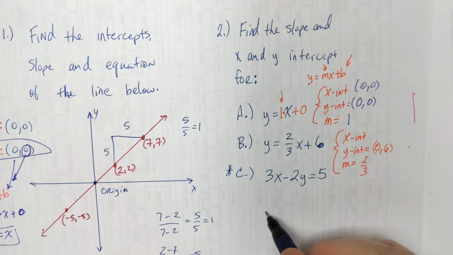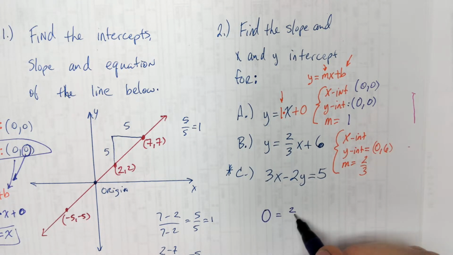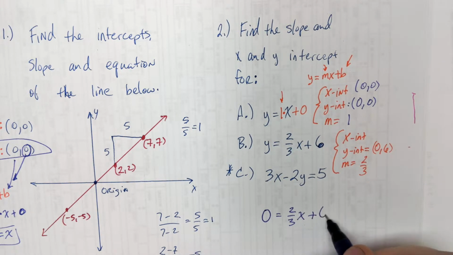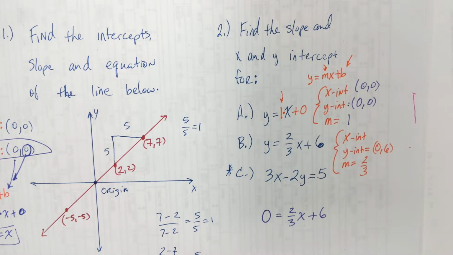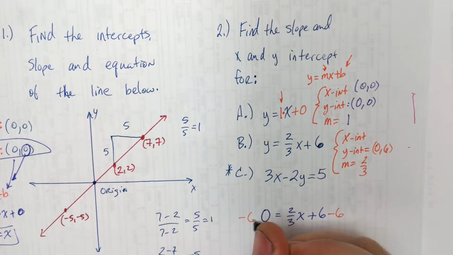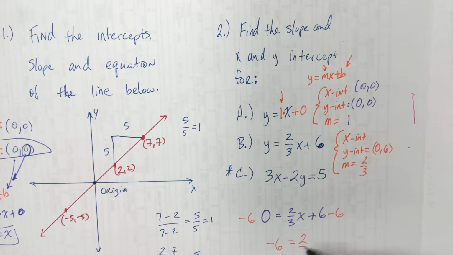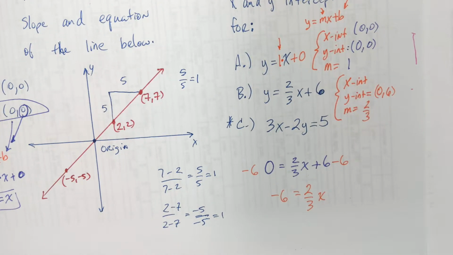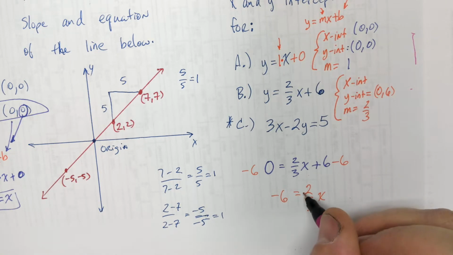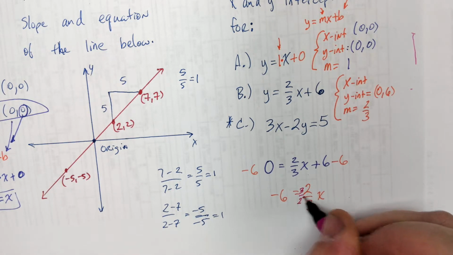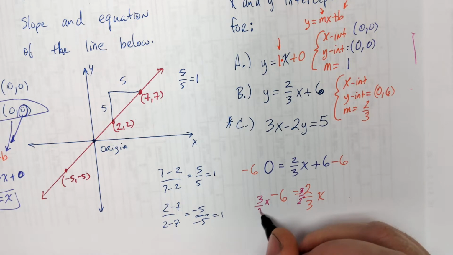So I'm going to do that right here. I'm going to put a 0 for the y. Now I have to solve for x. So I subtract 6, right? So negative 6 equals 2/3 times x, right? Then you multiply by the reciprocal. You multiply both sides by 3/2, like that.